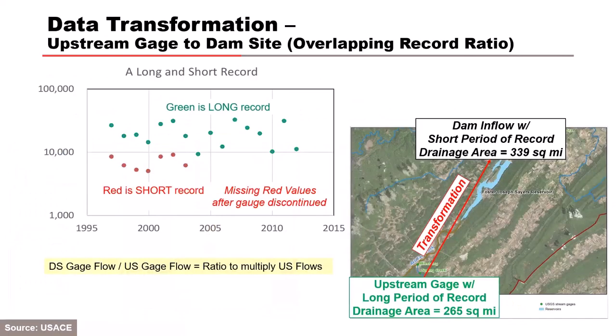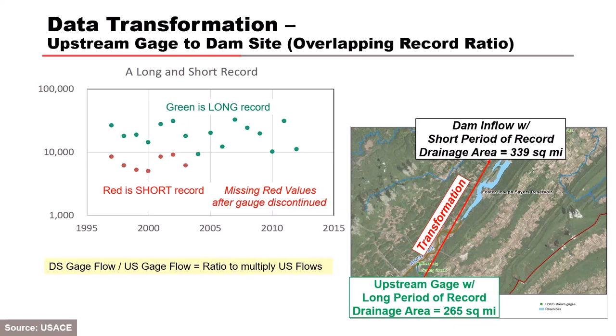Data transformation. So there are methods for transferring data from two gauges with overlapping periods of record. This image shows that here between these green points and the red points. The green points are the long record at a nearby site. The red points are the short record at the site we're interested in. And you could develop a simple relationship between the concurrent observations so that you could estimate what those short-term record sites should be for the latter half, or the missing period, on here.